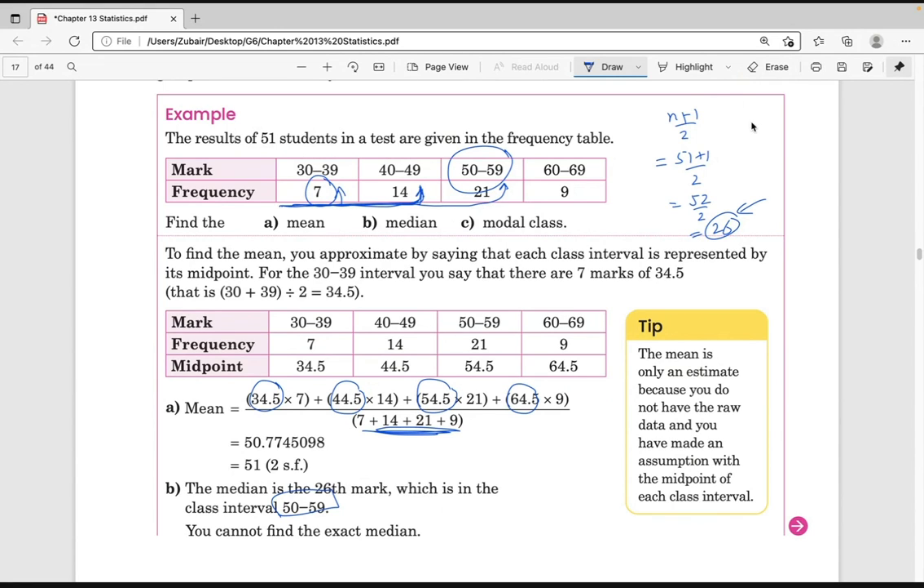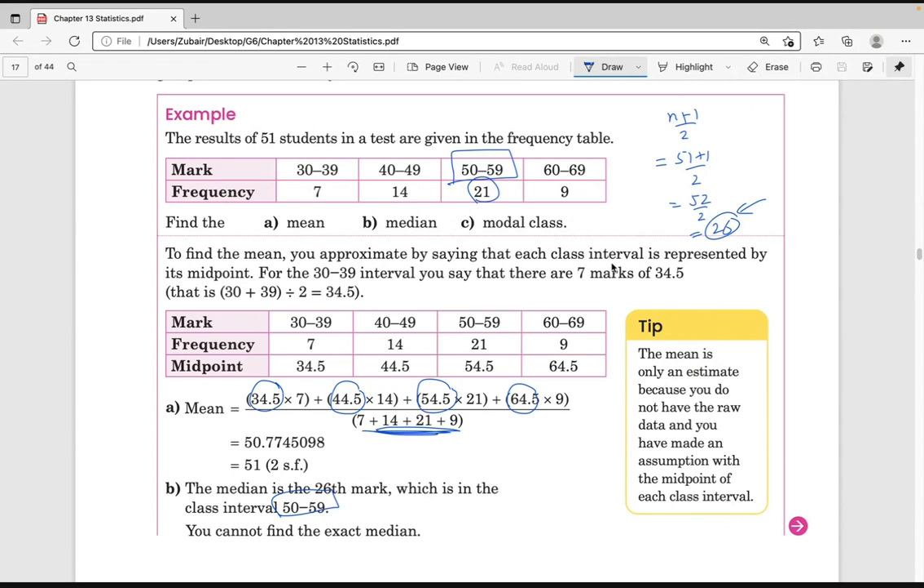Last one, modal class. Which one is the modal class? Where do you see the highest frequency? 50 to 59. Highest frequency is 21. So your answer is 50 to 59.